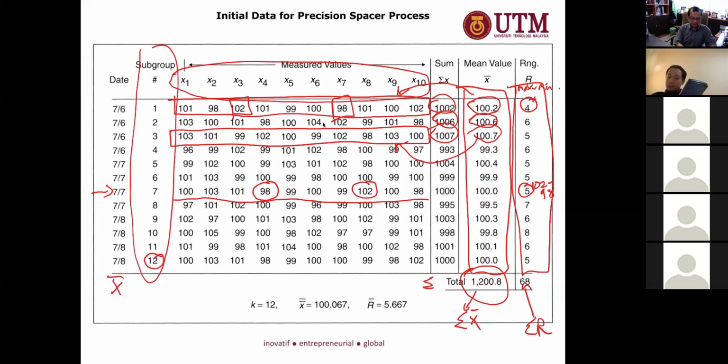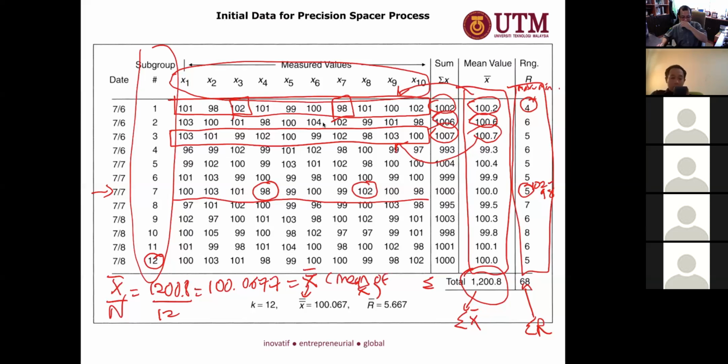So the sum of X bar divided by N, 1,200.18 divided by 12, that's 100.067. That is your X double bar. This is the mean of X bar. Same goes to this one. R bar equals the sum of R divided by n, equal to 68 divided by 12. You got this one.